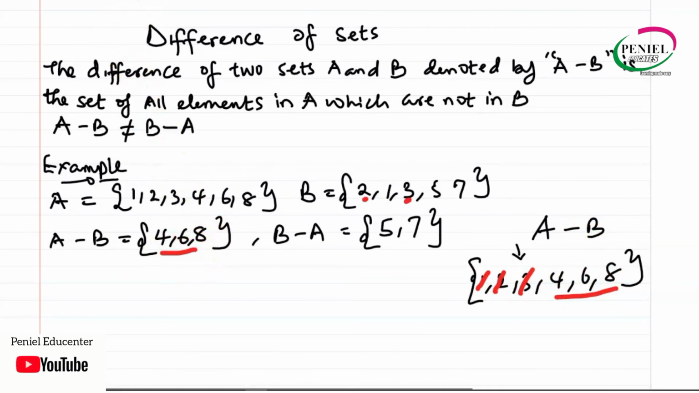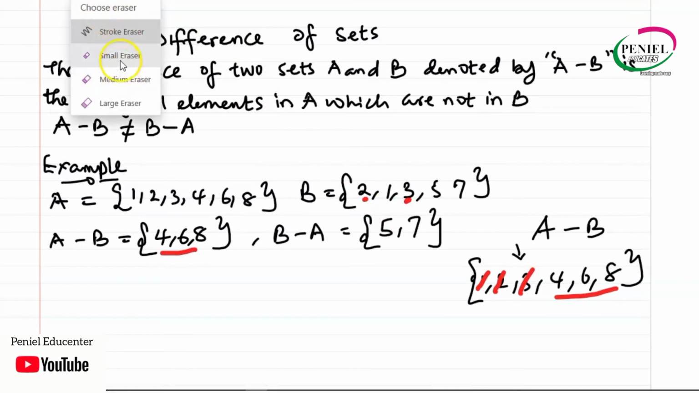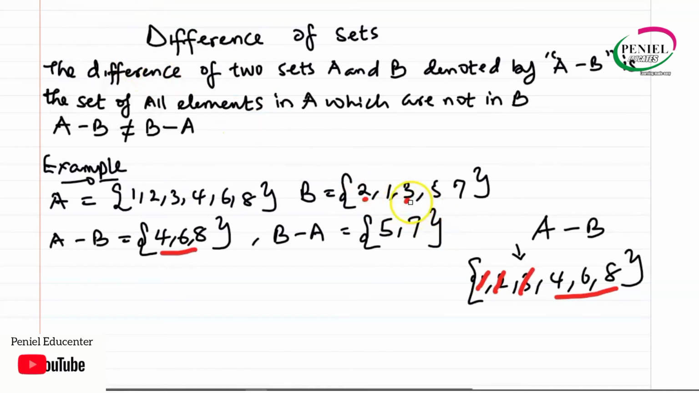So let's look at B minus A now. This is B minus A. These are my B. So let me just quickly write, to get that one done.